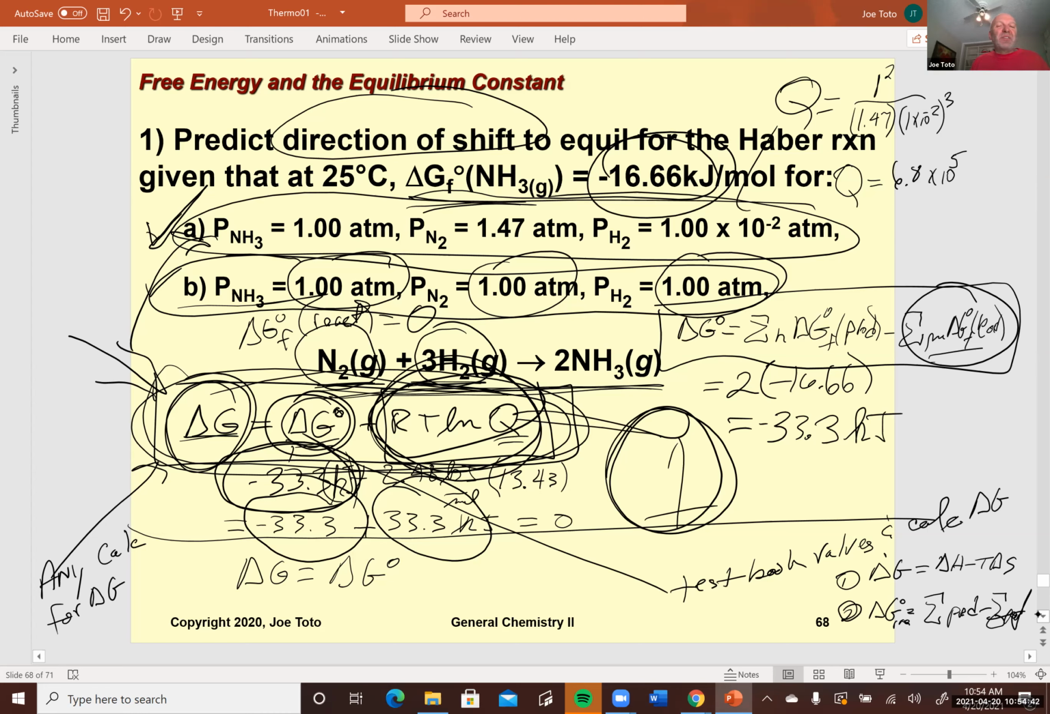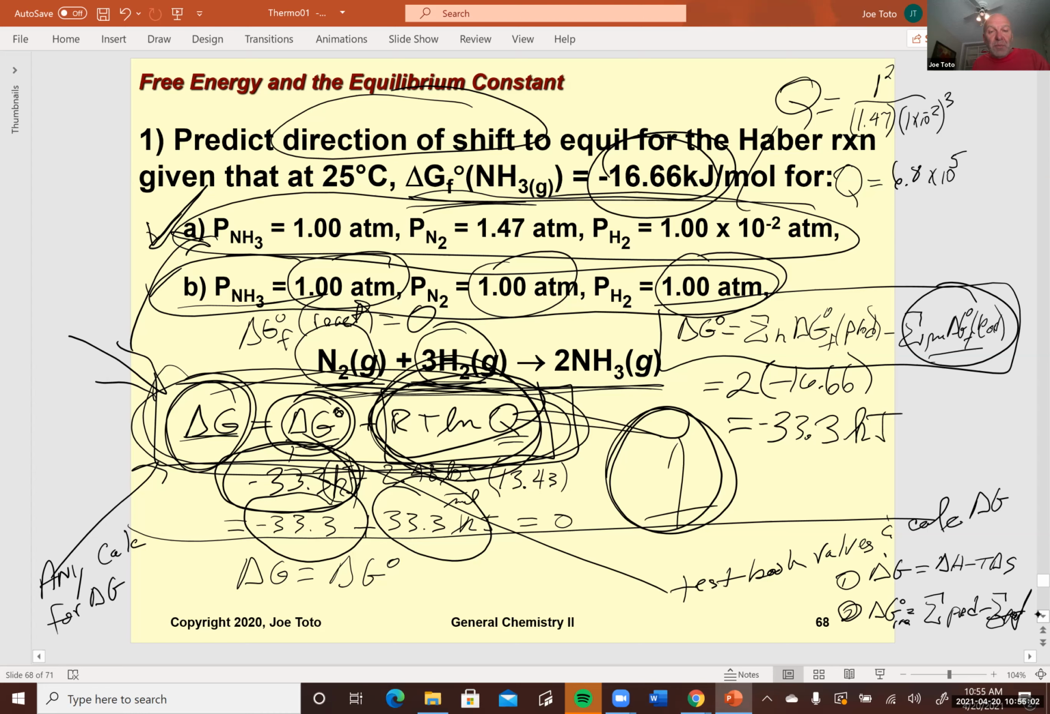Okay, so we couldn't have used the negative RT ln K because we didn't know that they were in equilibrium. Yeah, that's right. Because we were saying, given this mixture, which way is this reaction going to proceed? Is it spontaneous to the right or spontaneous to the left, or is it at equilibrium? So at A mixture, it's at equilibrium.